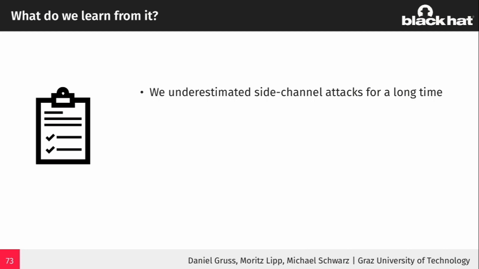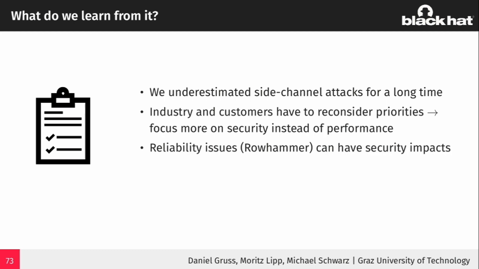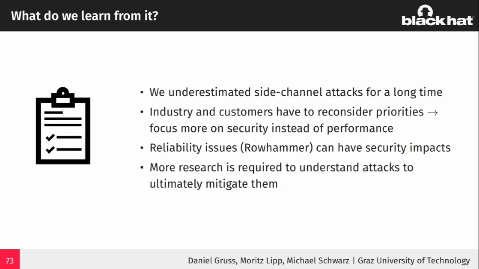Okay. And what can we say about what we learned here? Yeah, so in the end, we underestimated side channel or microarchitectural attacks for a long, long time. Yes. And the industry and also the customers had other priorities for a long time. They wanted performance and not mainly security. You want performance first, right? But maybe we don't want performance without security nowadays. Yeah, and we have to always think, is a reliability issue only a reliability issue, or can it become a security impact at some point? So we need more research to fully understand the attacks and to ultimately mitigate them.